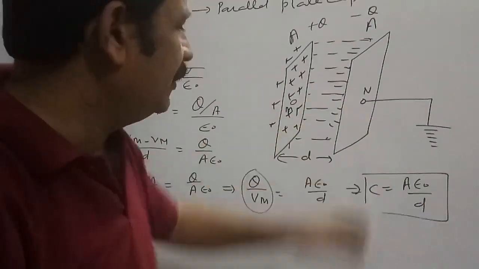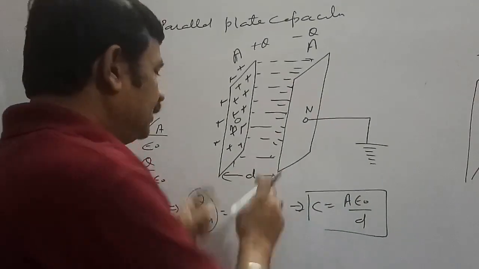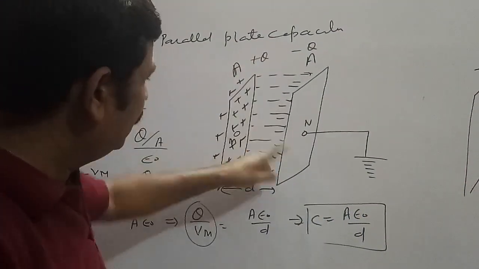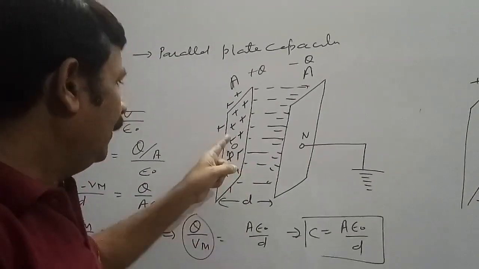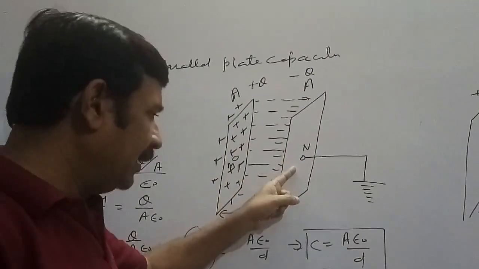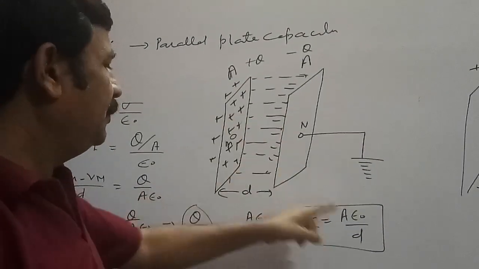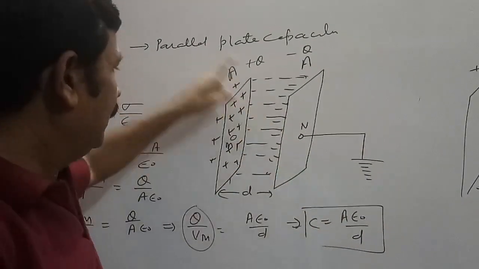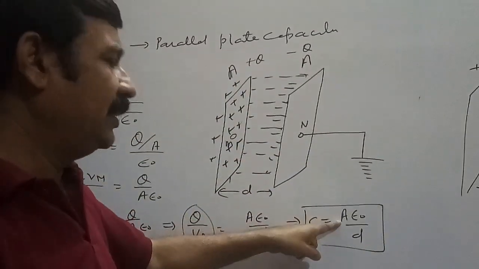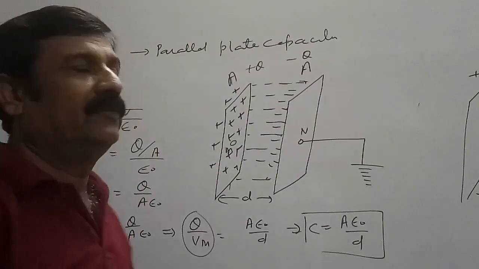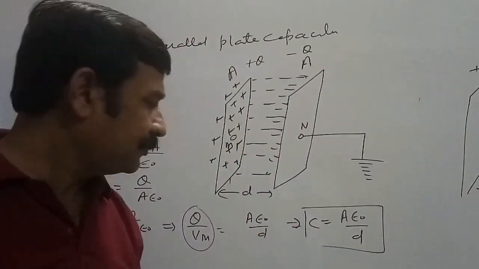What is A? Area of the plate. What is d? Plate separation. And what is epsilon naught? Permittivity of the medium present between the two plates. Now if these plates are of square shape, A will become side squared. If of rectangular shape, it will become length into breadth. If of circular shape, it will become pi r squared. So the value of A will depend upon the shape of the plates.